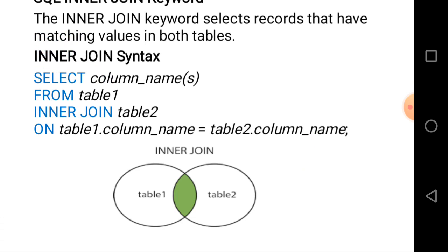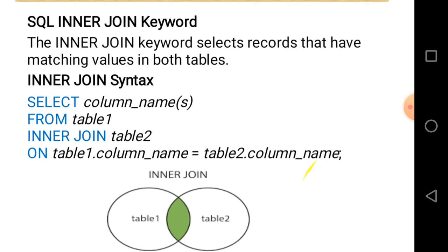Table 1 and table 2 are two different tables, and we want to perform inner join, and both tables have one column name which is common to both. So first write table name 1 dot column name, and second we write table 2 dot column name, and perform the equal operator. This inner join can be performed using the equal operator, so we write table 1 dot column name equal to table 2 dot column name. So that is inner join.